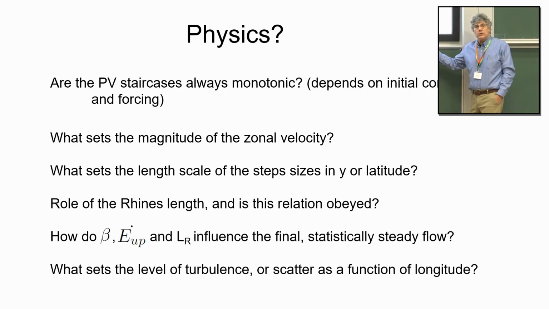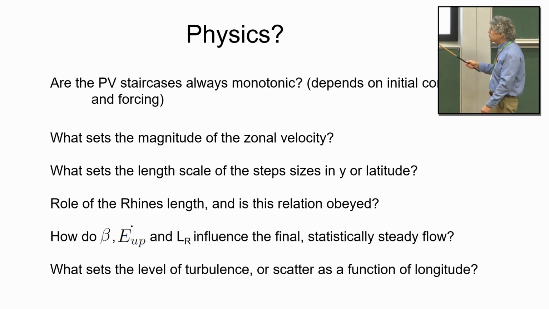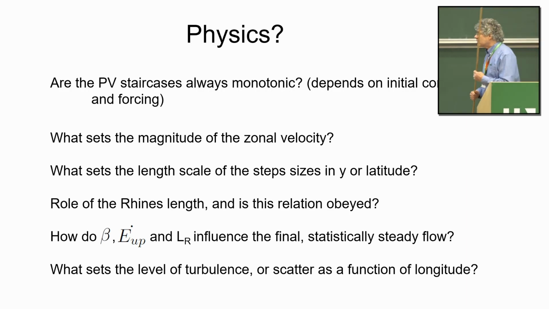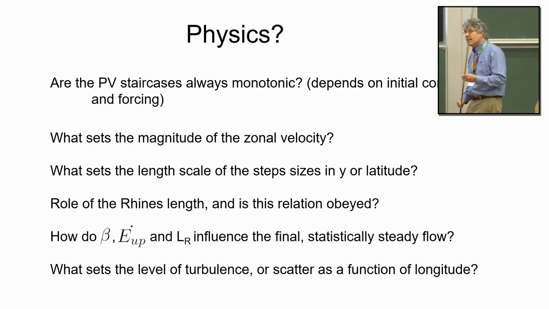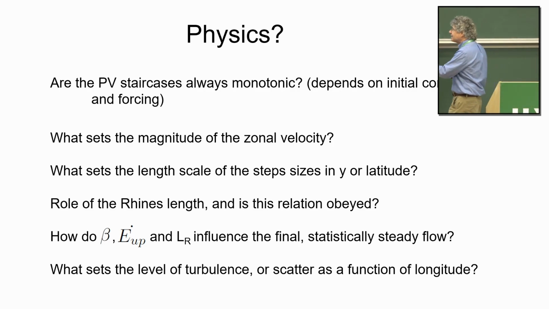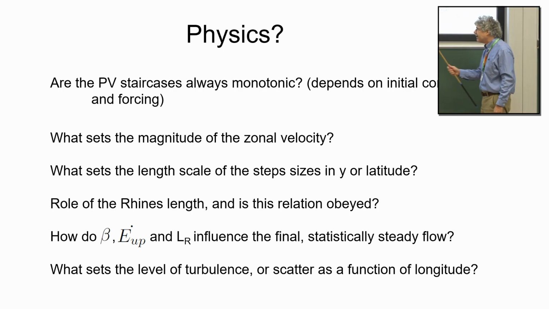What sets the magnitude of the zonal velocities, that is the magnitudes of the east and westward going winds? What is the length scale that is between adjacent, say, eastward going jets? What is the step size, if you will? We know that there's a Rhines relationship in geophysical fluid dynamics where the velocity is equal to the beta times the length squared of the system. What is that, with any relationship at all here?